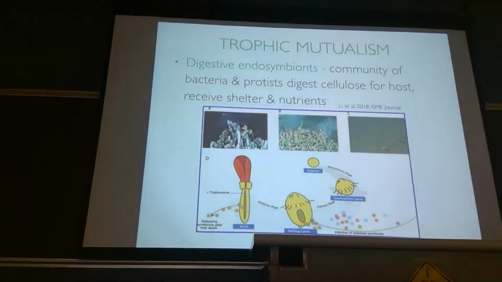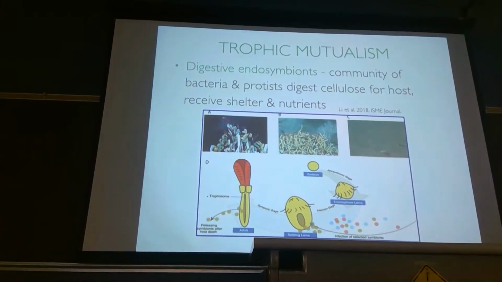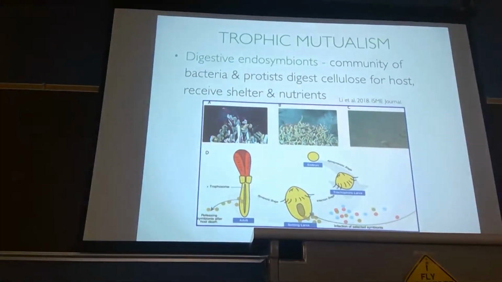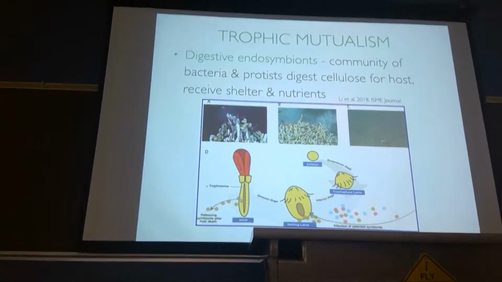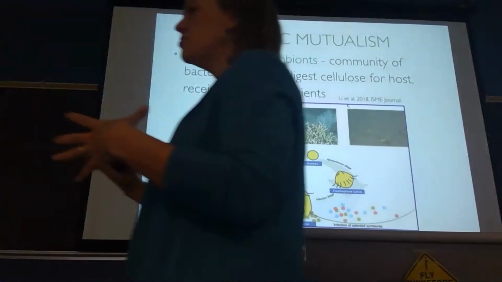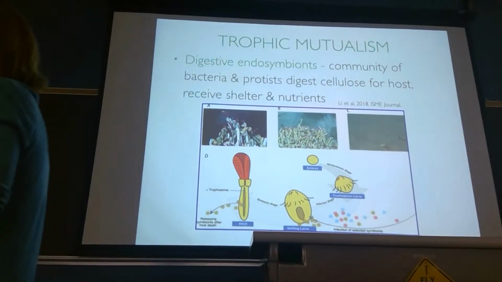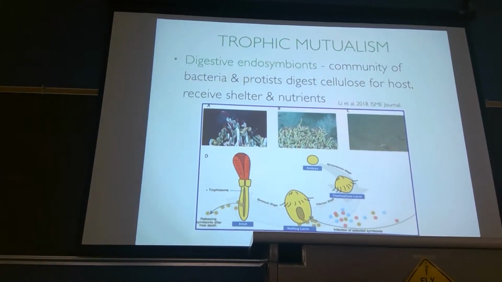So trophic mutualism, we're going to talk about three or four examples here. And again, trophic is where there's some type of resource service relationship, and usually the resource that is gotten by one of the organisms is nutrition or a food resource.